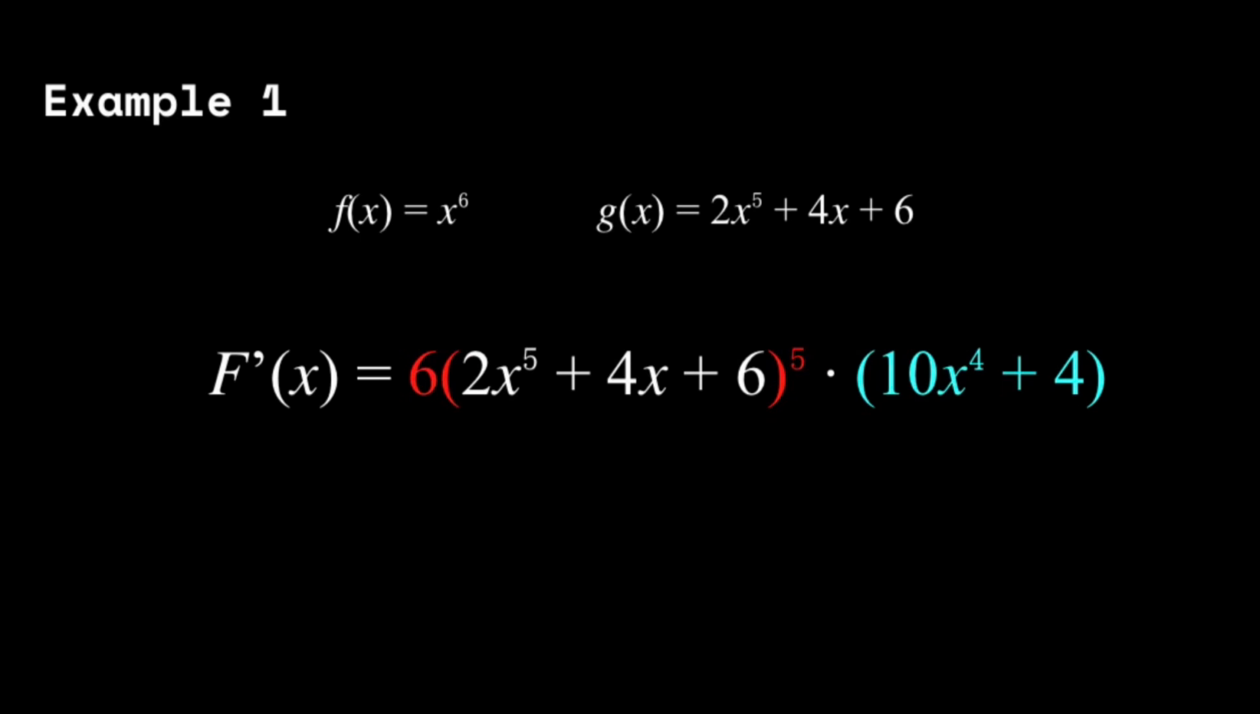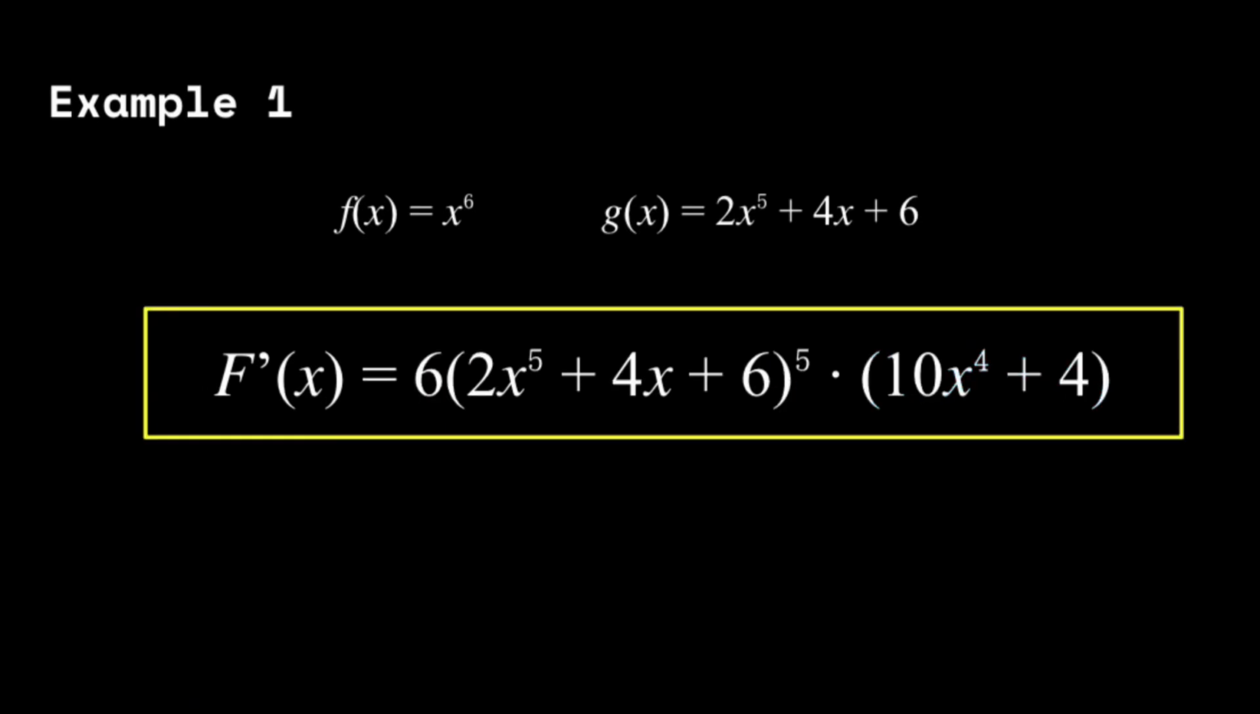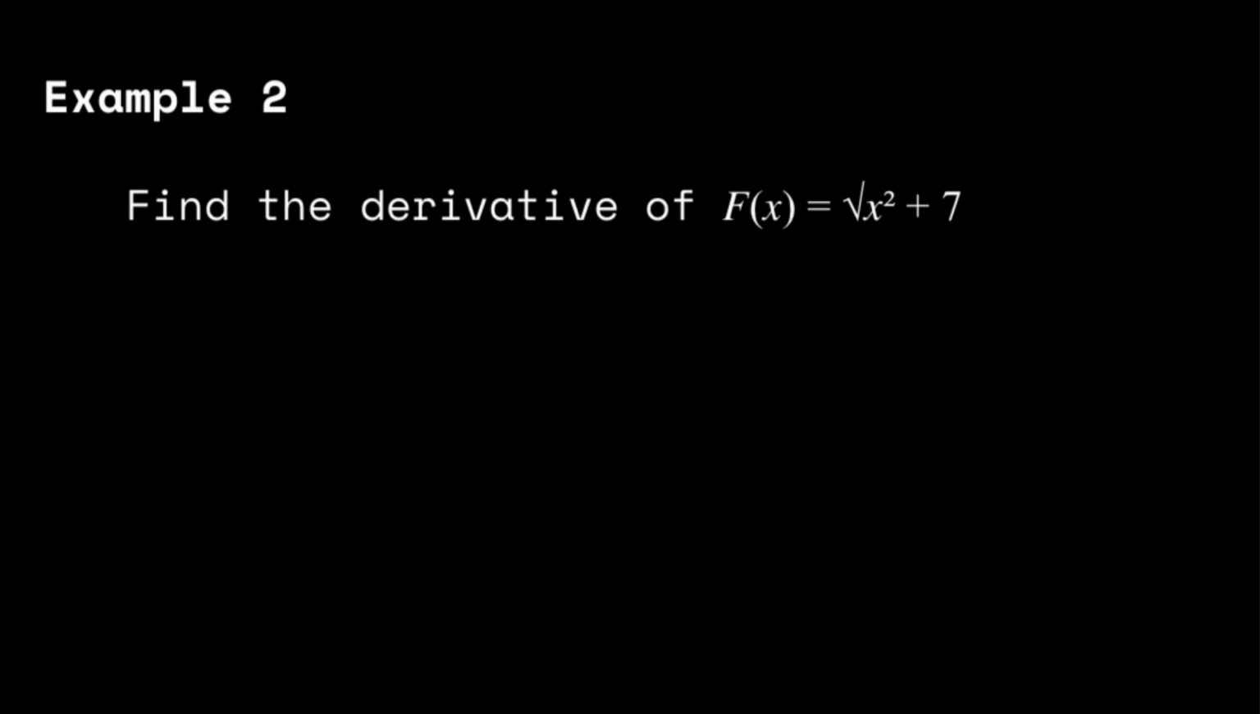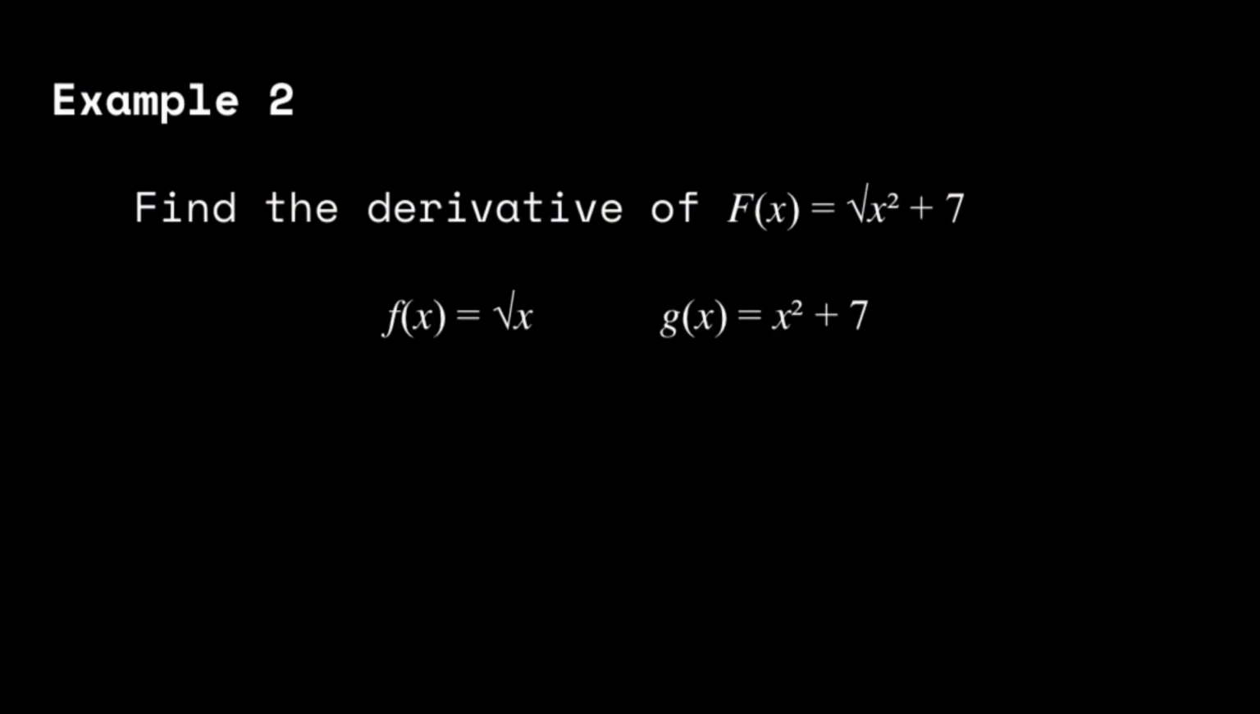Then, once you have done that, you can then start to find the derivative of the inside function. And here we get 10x to the power of 4 plus 4 using the same rules we did. You can simplify your answer, but I think it's best if you leave it alone because then it gets a little complicated. Here's another example where the square root is the outside function.